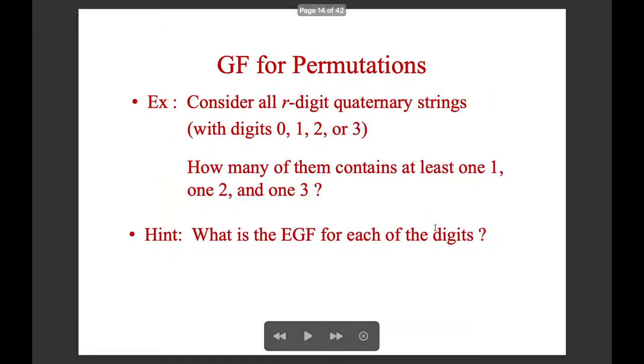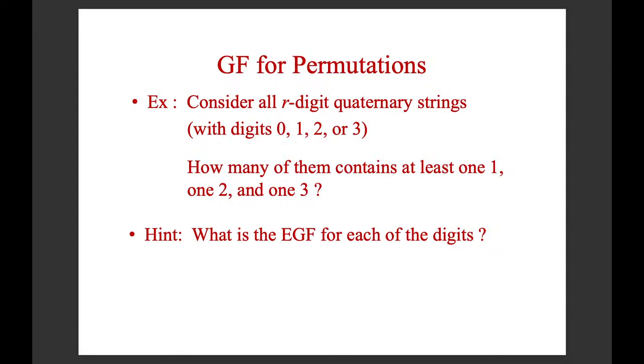Now, let's see another example. This is an example similar to one we have done previously. Let's consider we are getting an r-digit quaternary string. So altogether we are selecting r, so the length is r. But for each position, it can be 0, 1, 2, or 3. So what does that mean? We are actually looking at 4 types of objects mixing together.